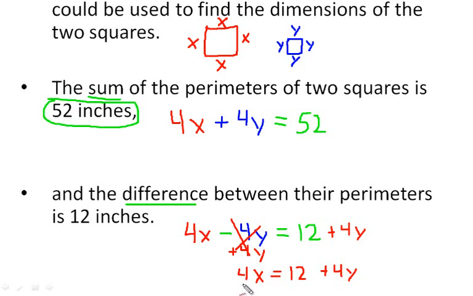Okay, next step here is to divide by 4. And I kind of ran out of room, so I'm going to write it over here on the side. I'm going to get left with x equals 12 divided by 4 will give me 3, plus 4 divided by 4 is just going to give me 1, so I'm left with just y, 1y. Okay, so this is my equation here.